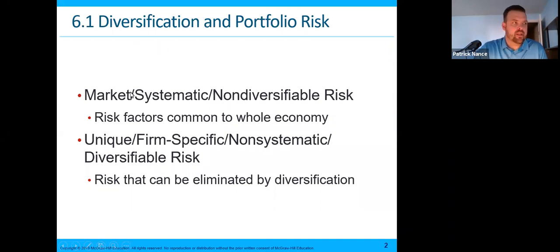Market, systematic, non-diversifiable risk is a risk factor common to the whole economy. So this is what we can't get rid of. The non-diversifiable risk is the risk that we are going to have just based on the fact that the economy goes up and down. There are too many variables, too many factors that make the economy go up and down and change. So that's a risk that we just have to accept based on the fact that we're investing in the market. Whereas unique, firm-specific, non-systematic, diversifiable risk is a risk that can be eliminated through diversification.